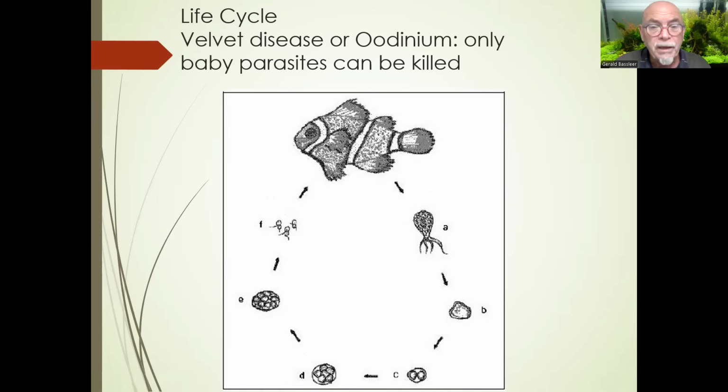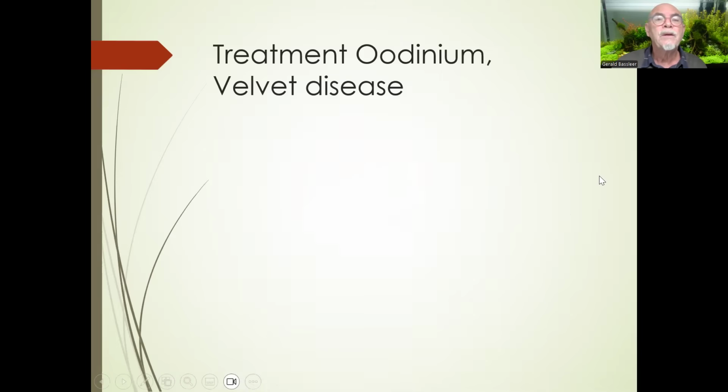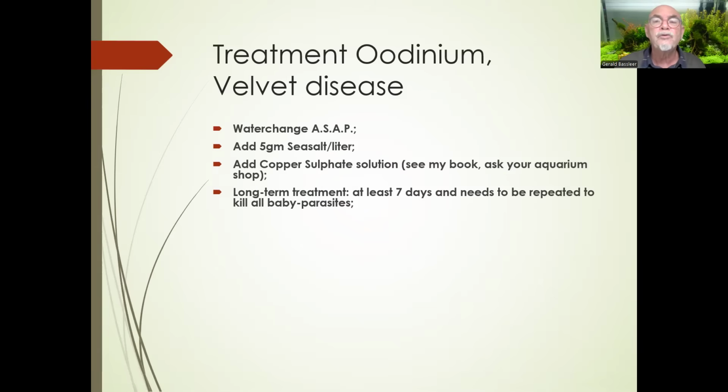That's why you have to follow certain recommendations for treating more than one treatment, more than one day, to kill all the baby parasites. So the treatment, again: do a good water change, yes, to eliminate the bacteria. Add 5 grams of sea salt per liter. Add copper sulfate solution. Copper sulfate is the best treatment against Oodinium.